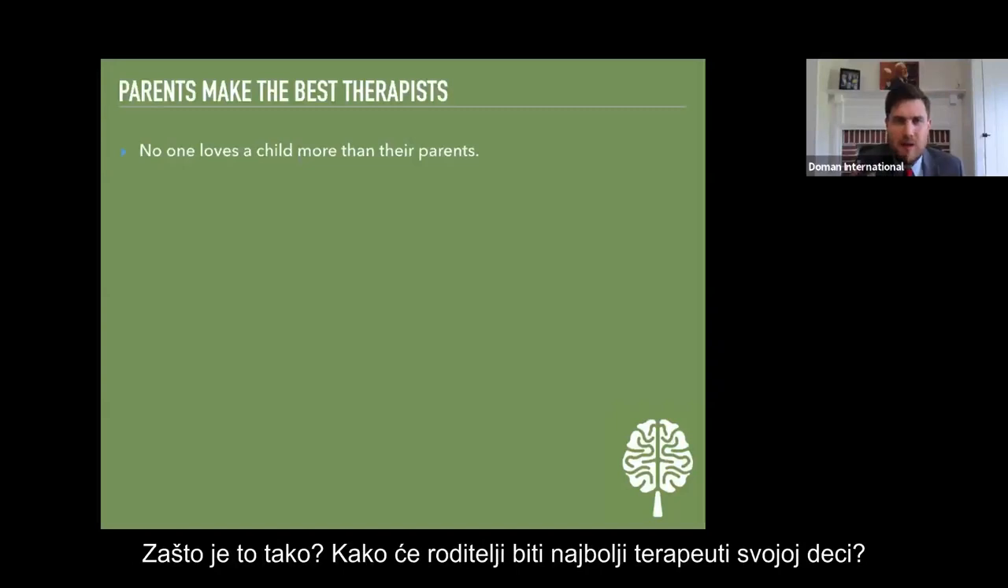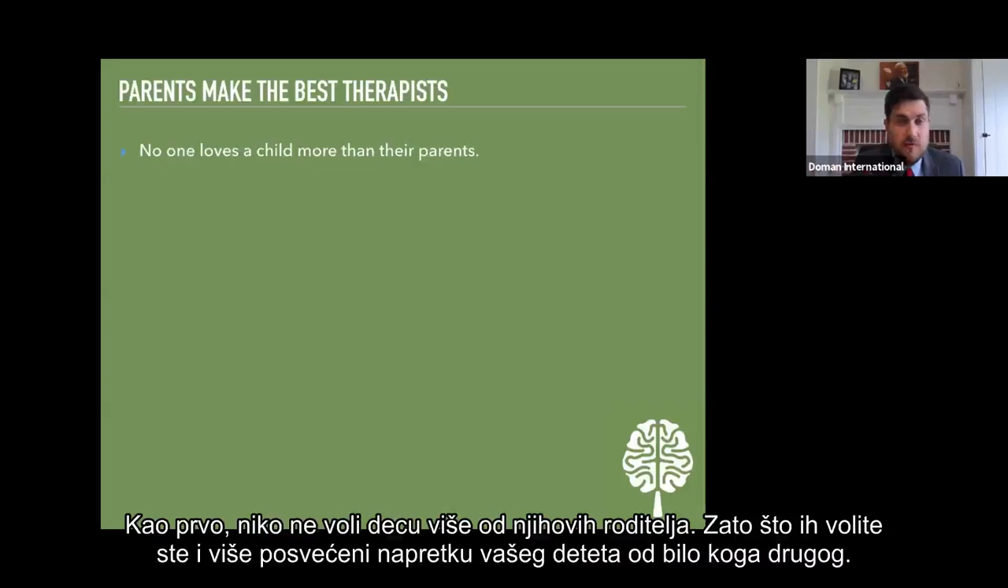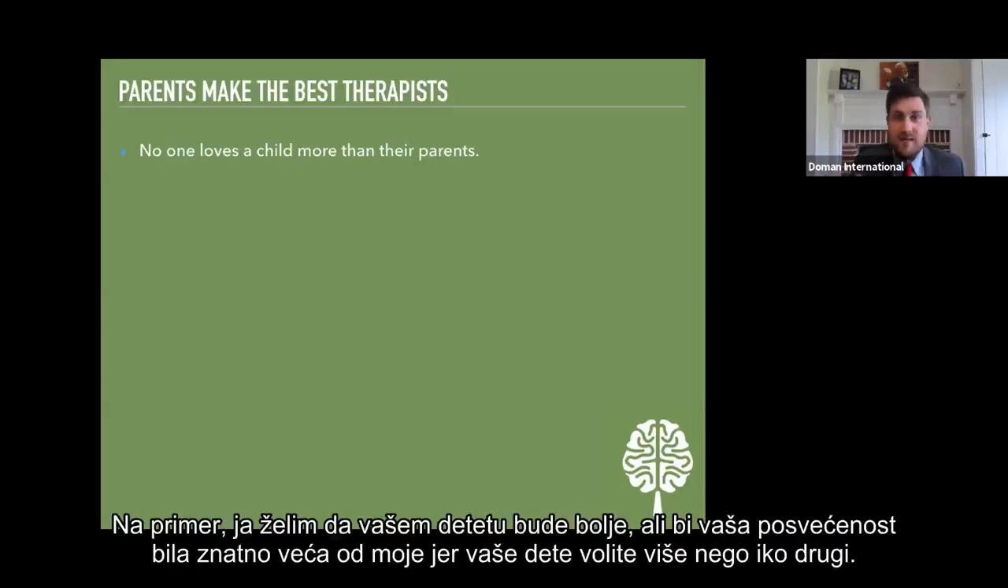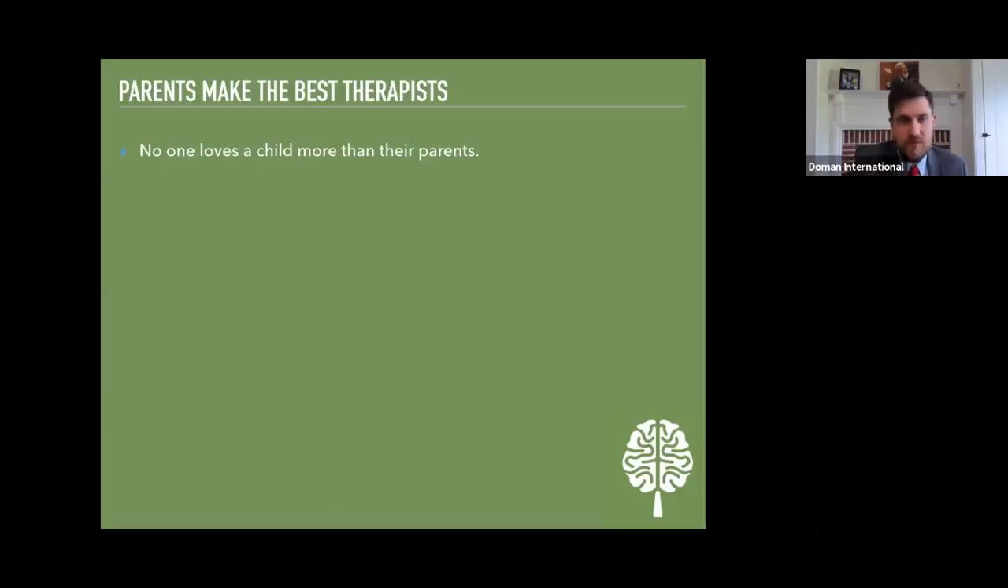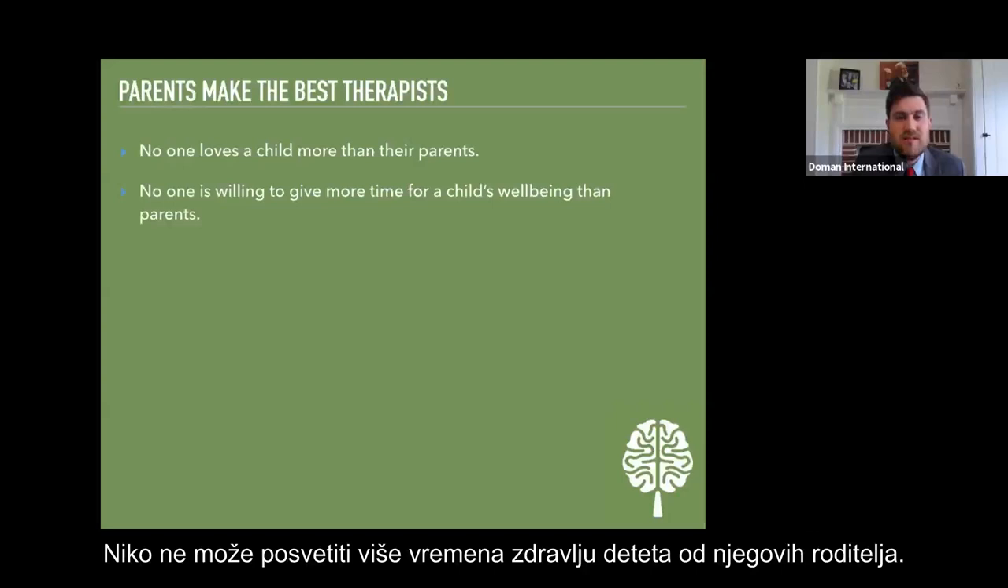Why is this? How can parents be the best possible therapists for their children? Well, first of all, no one loves a child more than their parents. So you love your child, and that means you are more dedicated to your child's improvement than anyone else, right? For example, I want your child to get better and improve, but your dedication for your child would be much greater than mine because you love your child more than anyone else in the world. No one is willing to give more time for a child's well-being than their parents.